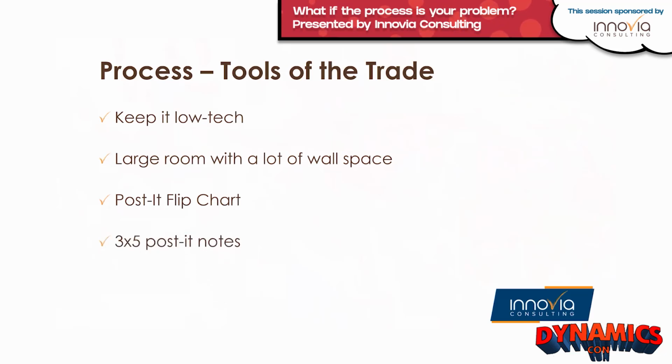3x5 Post-it notes. You want the sticking ones, because this surface is slick, that you're going to use to map things out. That way you can move things around. And markers. That's it. Keep it low tech. This method allows you to move things around easily. People can see what you're doing. And you don't get bound up in technology.